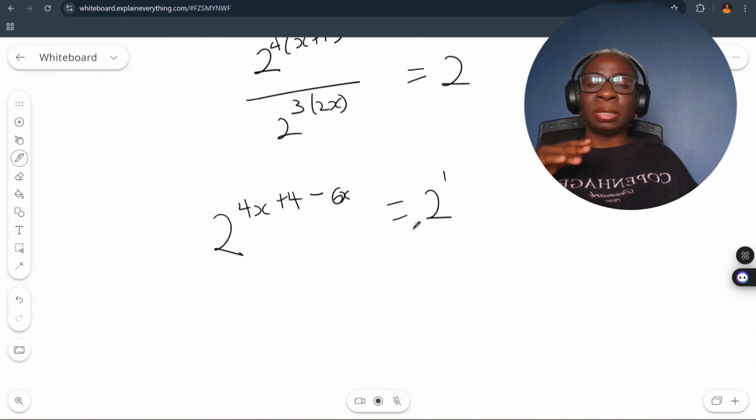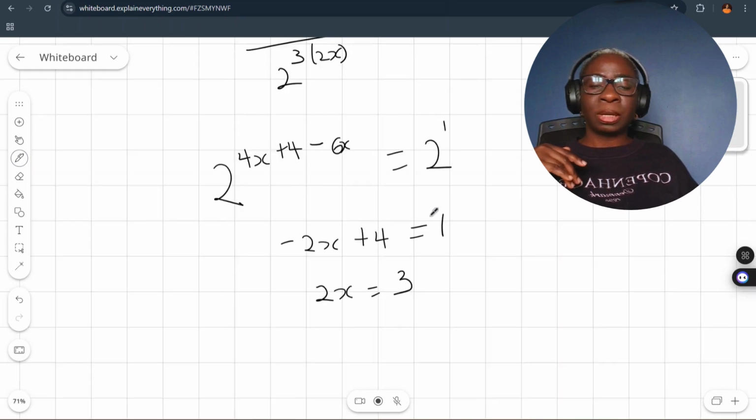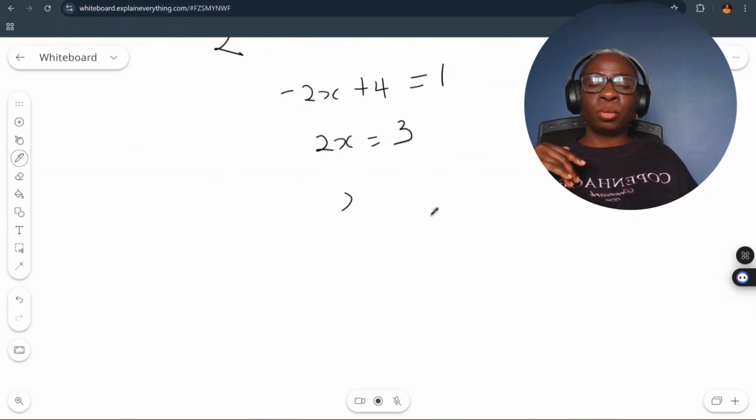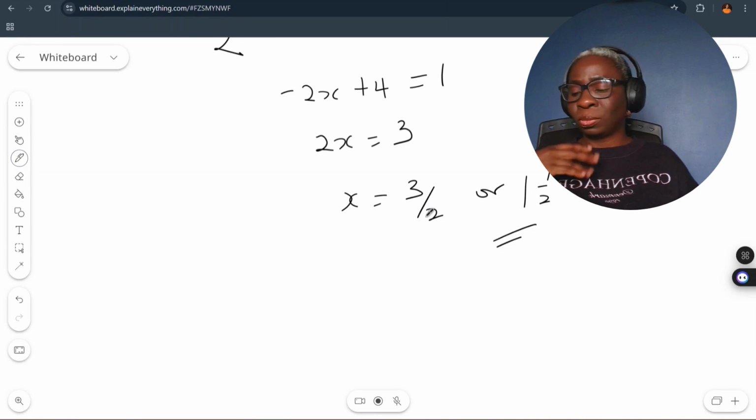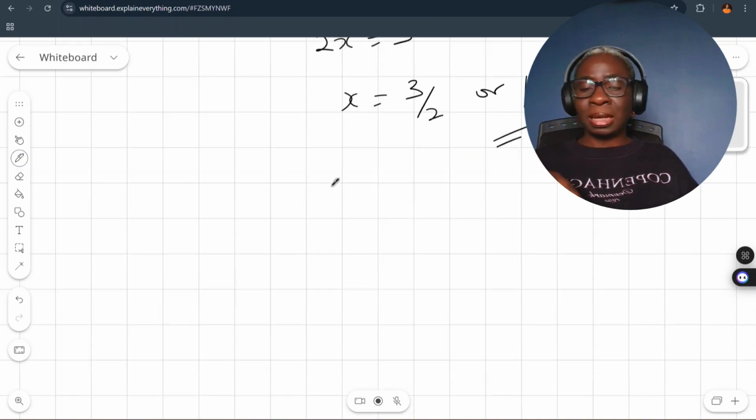Now we have the same base and we can now equate the powers. So 4x minus 6x would give negative 2x plus 4 equals 1. If we collect the like terms, bring 1 here, bring 2x here, 2x will be equal to 3, and then x will be equal to 3 over 2, or one whole number 1 over 2, and that is the answer.